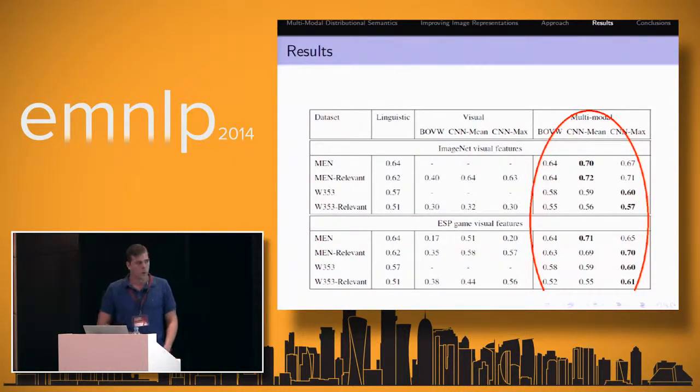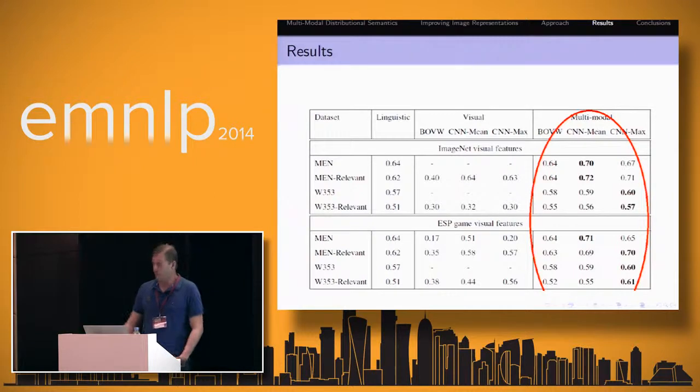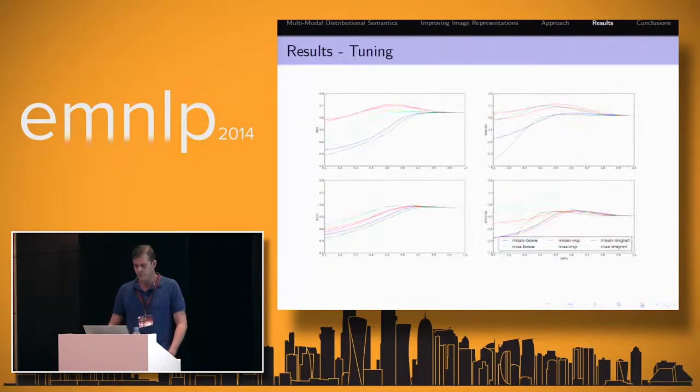And then, of course, the most important part is this. So when you combine it into a multimodal representation using these convolutional neural network embeddings, then you outperform linguistic by a lot, and you also outperform the standard multimodal by a lot. So that means that when you have higher quality image representations, you improve the multimodal representations, and as you can see, that gives you very good numbers.